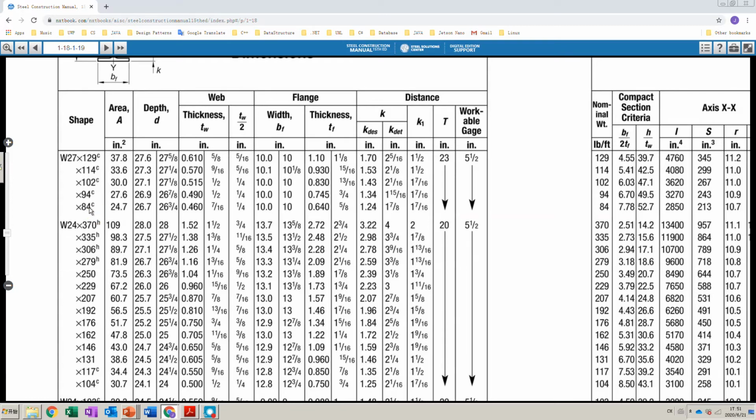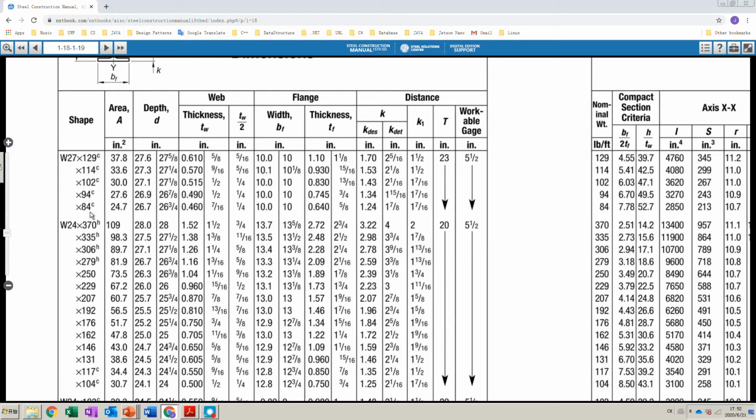So if there is no superscript of C on that shape, it means that with Fy equals 50 ksi, this shape is slender. This shape is slender means either the width to thickness ratio of the flange exceeds the limit, or the width to thickness ratio of the web exceeds the limit.